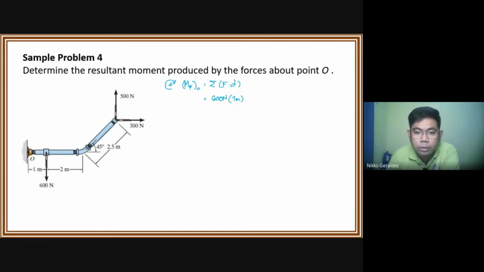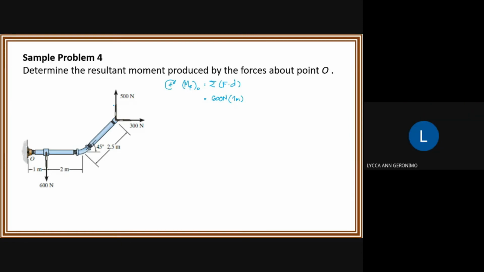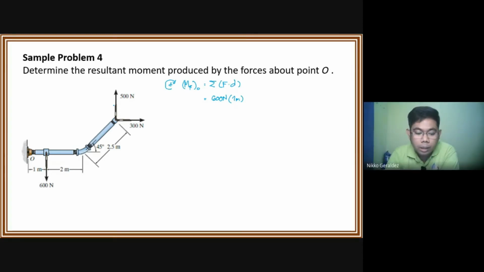Next natin itong 300 Newton. So ano ang moment na mapuproduce ng 300 Newton? Either clockwise or counterclockwise direction. Clockwise po. Ayun, very good. So that is clockwise. So positive 300 Newton times the perpendicular distance. So what is the perpendicular distance of 300 Newton?